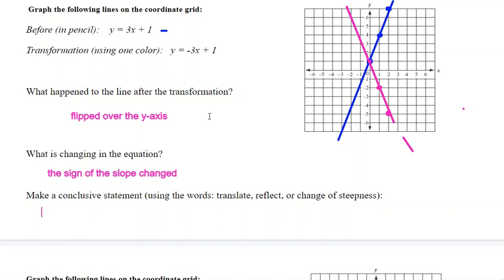Right? So what can we conclude? Well, we can conclude if we change the sign of the slope, we reflect the line over the y-axis. So if you change the sign of the slope, if it's positive and you make it negative, it's going to reflect that line over the y-axis, right? And that is called reflection. When you change the sign of the slope, it's called reflection.